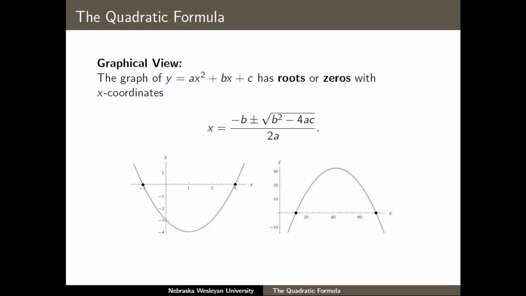From a graphical perspective, we might say that the parabola has roots or zeros at these x coordinates. These two pictures show examples that both have 2 roots. Imagine taking the picture on the left and sliding it upward. The parabola would continue to have 2 roots until the vertex was exactly on the x-axis. And then you might say that it only has 1 root, which occurs exactly at the vertex.